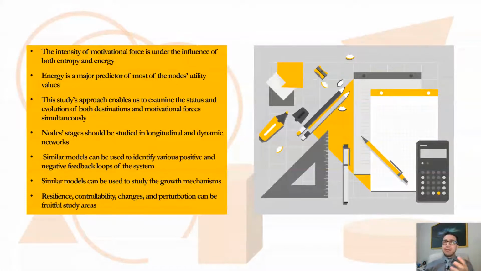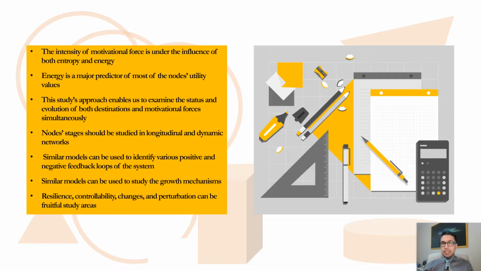With that, we can come up with some very basic conclusions. The intensity of the motivational force is under the influence of both the entropy of the node and the energy of the node. So it's not only one or the other that predicts the intensity of the motivational force. The other very important conclusion, I believe, is that energy is the major predictor of most of the nodes' utility values. As we just saw in the previous slide, energy can predict most of the motivational and even demotivational forces in case of the destination.